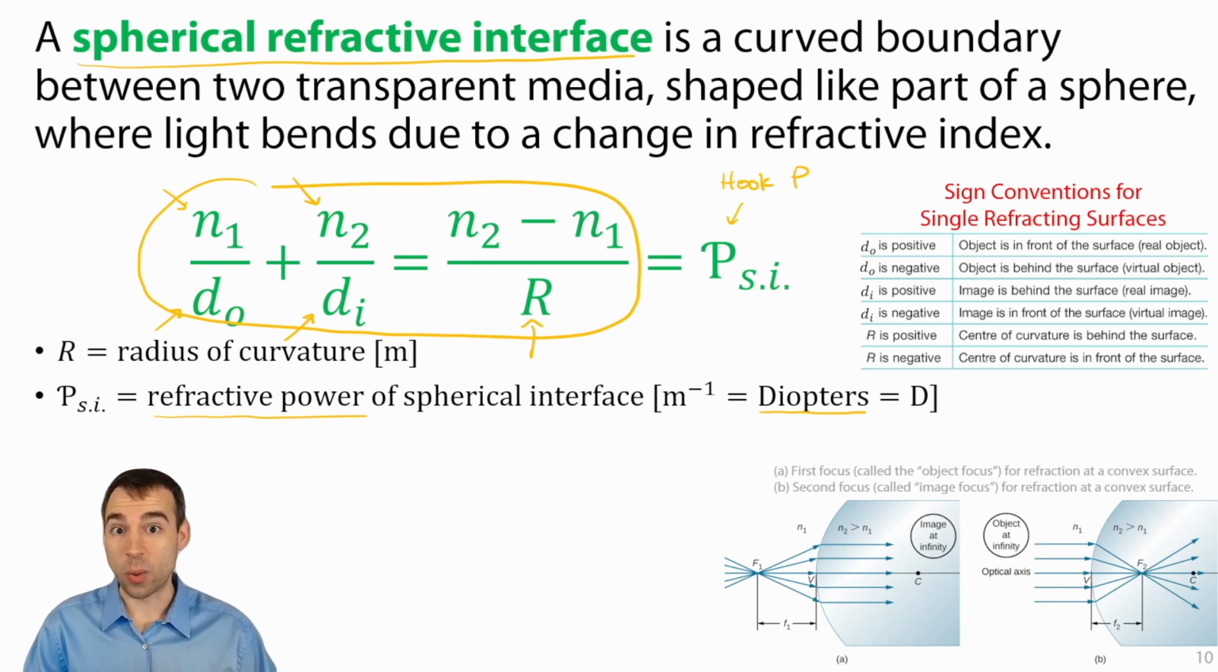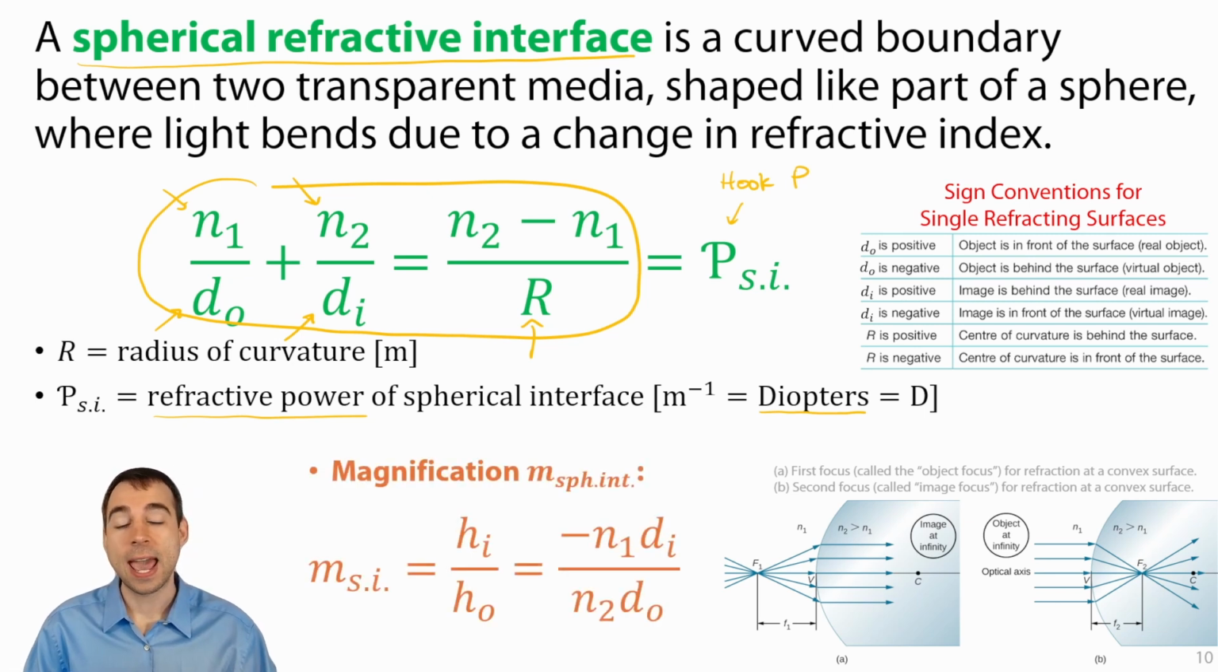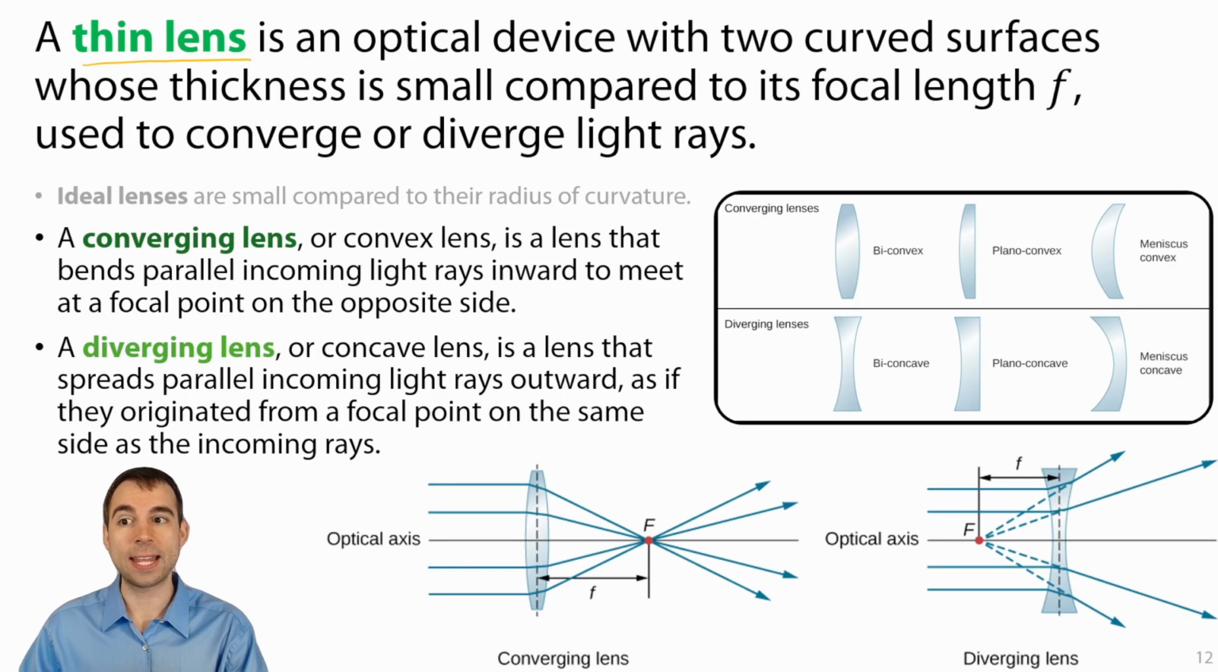Now, I don't expect this equation to come up very much because it mostly is building toward our idea about lenses. There are sign conventions for single refractive interfaces, and there is a magnification equation, but again, these both will not come up too much because this is building toward our idea about lenses. A thin lens is an optical device that can bend light rays due to refraction. This thin lens will also have a focal length and focal point, just like you saw with your curved mirrors.